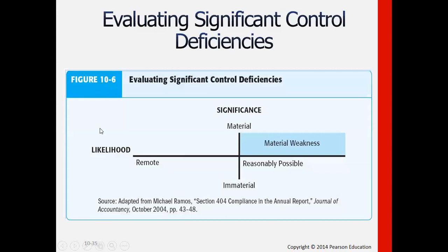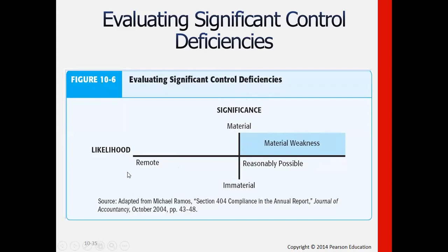Then here is figure 10-6, showing us evaluating significant control deficiencies. So we can see here on the x-axis the likelihood, y-axis would be the significance. So if the likelihood is reasonably possible, and in terms of materiality, that's significant or material, then that control deficiency is a material weakness. And if all else, like remote likelihood but material, that's not going to be a material weakness.